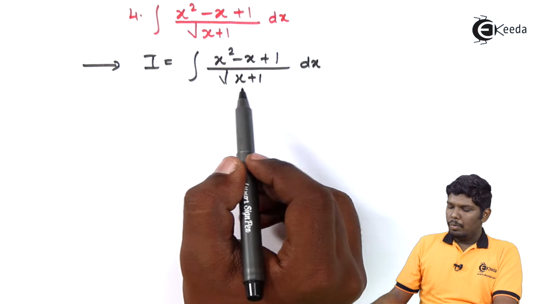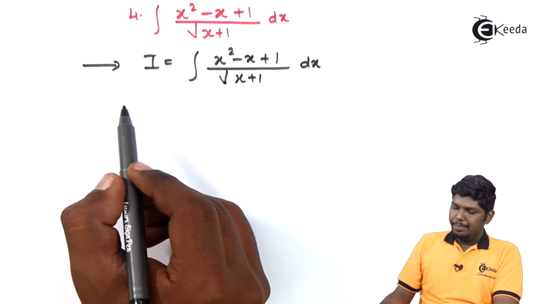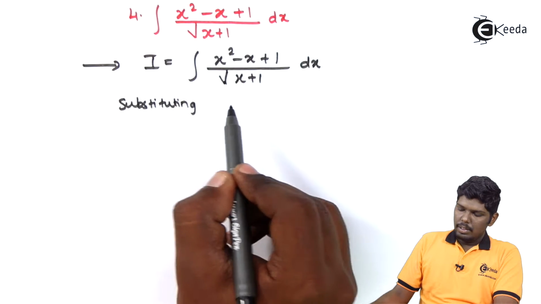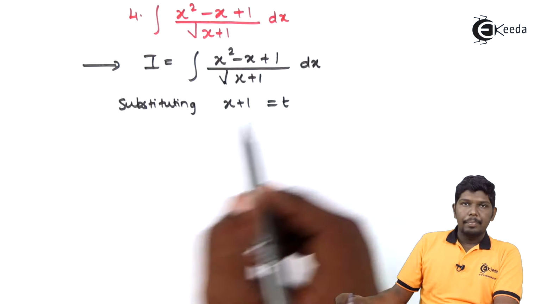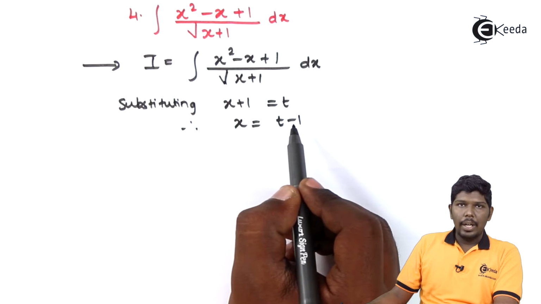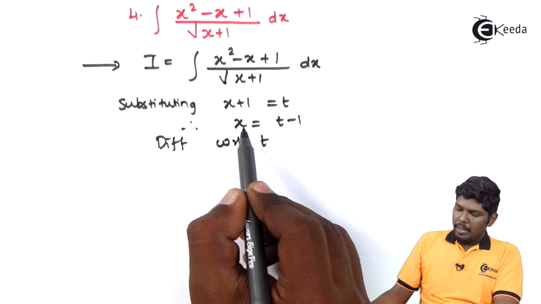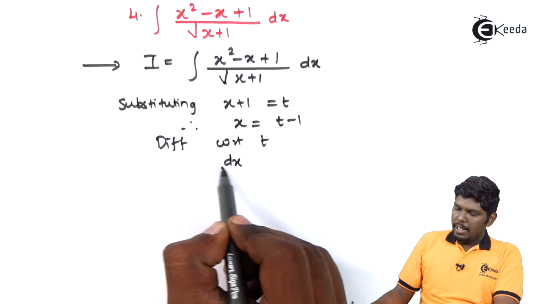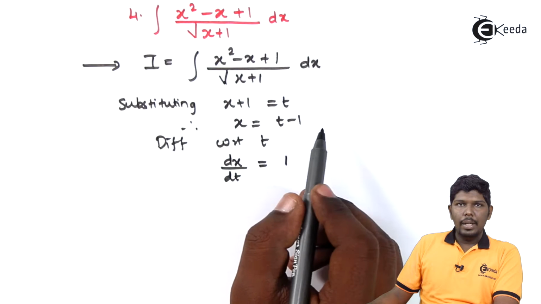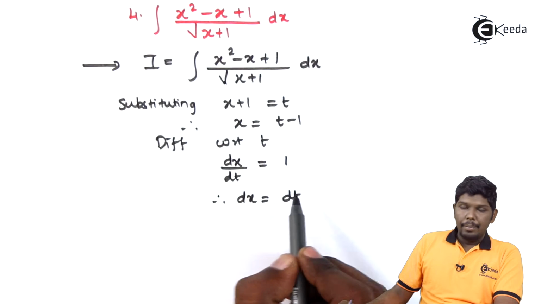Now in this part also we are going to substitute that part as t which is present in the square root. Substituting x plus 1 as t. Therefore, the value of x will be t minus 1. Differentiating with respect to t, derivative of x will be dx by dt. Derivative of t will be 1 and derivative of 1 will be 0. Therefore, dx will be 1 dt.